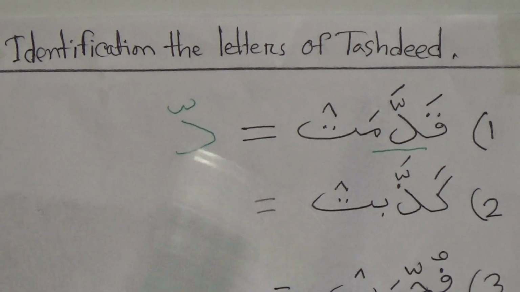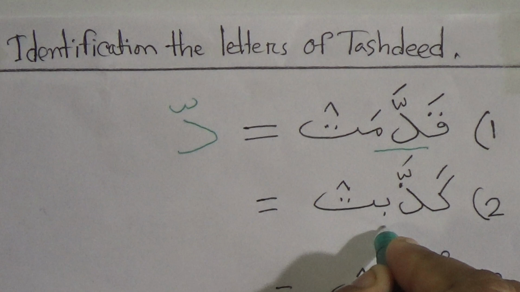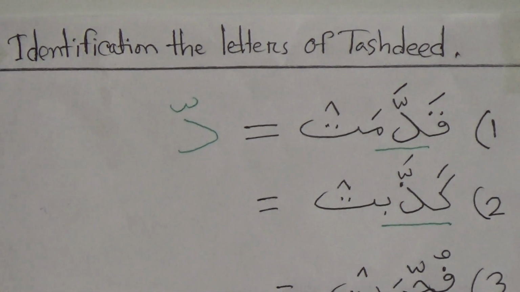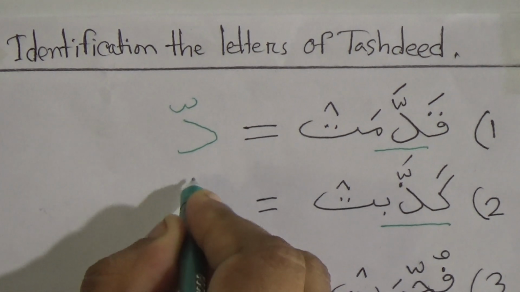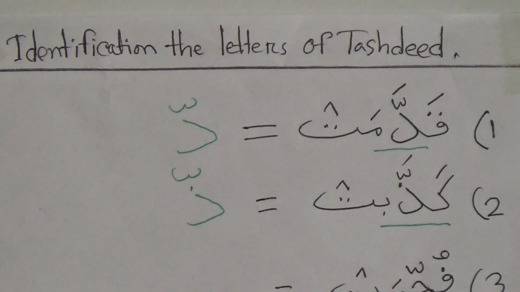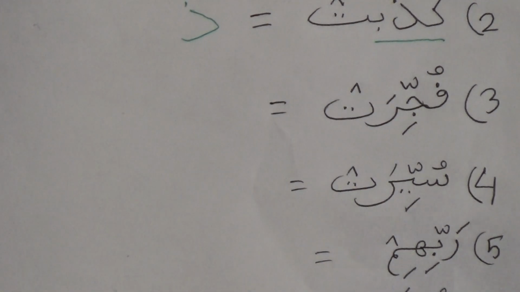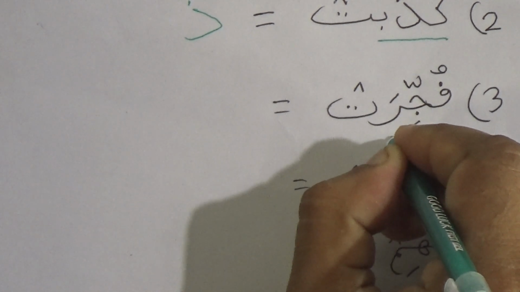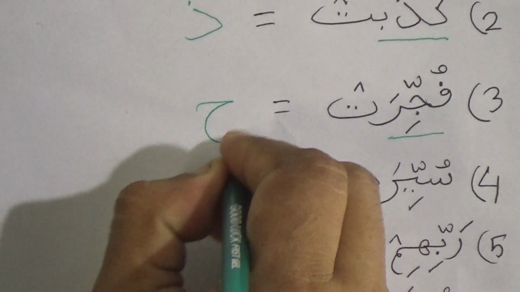Then number 2, my dear students, our Arabic word is kadhabat. Kadhabat. Here zal has taken Tashdeed. Here the zal is the Tashdeed taken haraf. Identify first. Then I'm writing zal and Tashdeed. Now my dear students, number 3, our Arabic word is fujirat. Fujirat. At first, I identify the Tashdeed taken haraf, jim. Now I'm writing jim and Tashdeed.